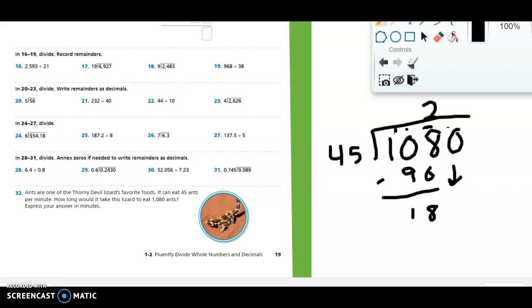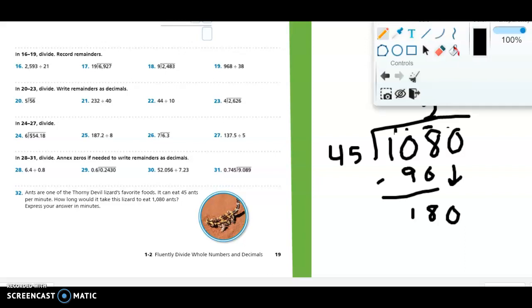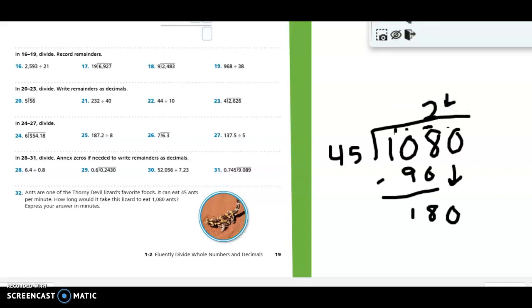So now I'm going to bring down that 0 here, and I need to figure out how many groups of 45 are in 180. Well, I already know that 2 groups of 45 make 90. So 4 groups of 45 would make 180. And I end up with 24. And so my answer is 24 minutes.